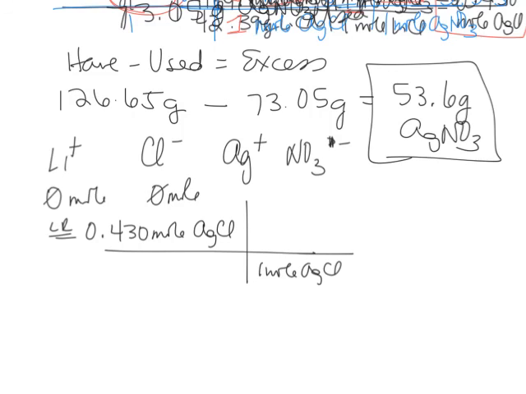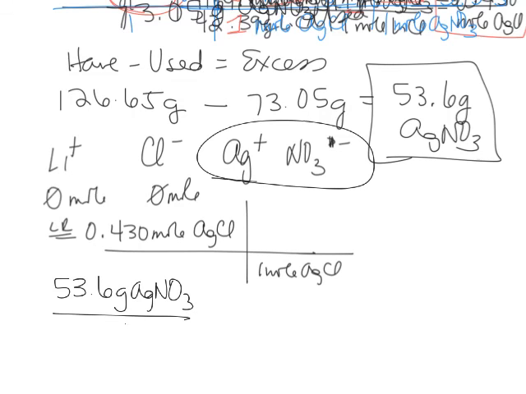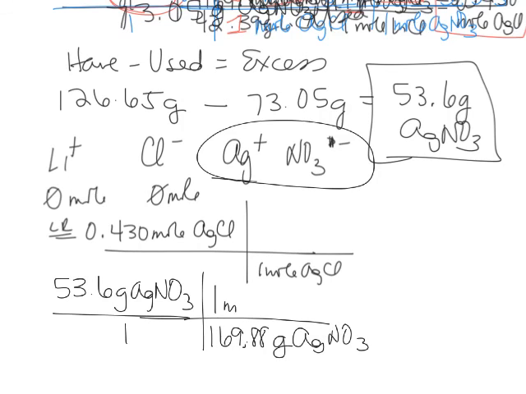Okay, I'm back, and basically what I want to say is to figure out silver nitrate, it's easy, it's just to take your excess. So 53.6 grams of silver nitrate is left over. And then we're going to convert that to moles because it asks for moles in the problem. So silver nitrate molar mass on the periodic table is 169.88 grams per 1 mole of silver nitrate.